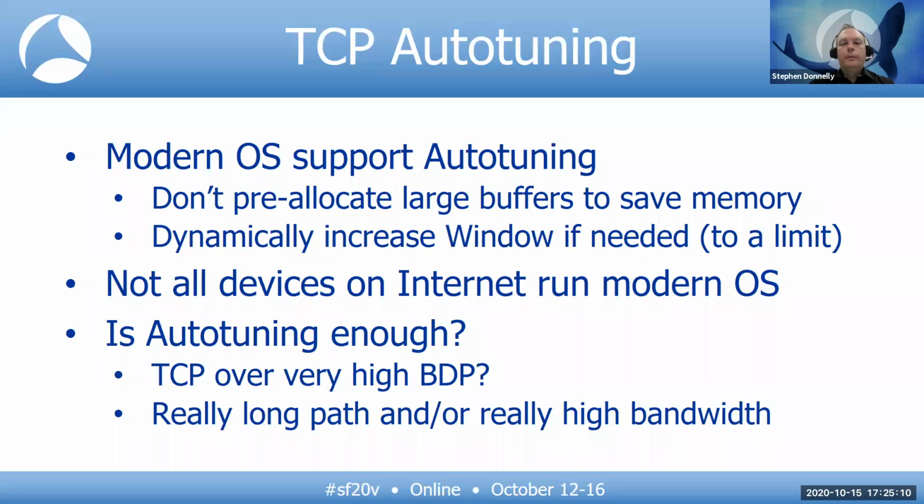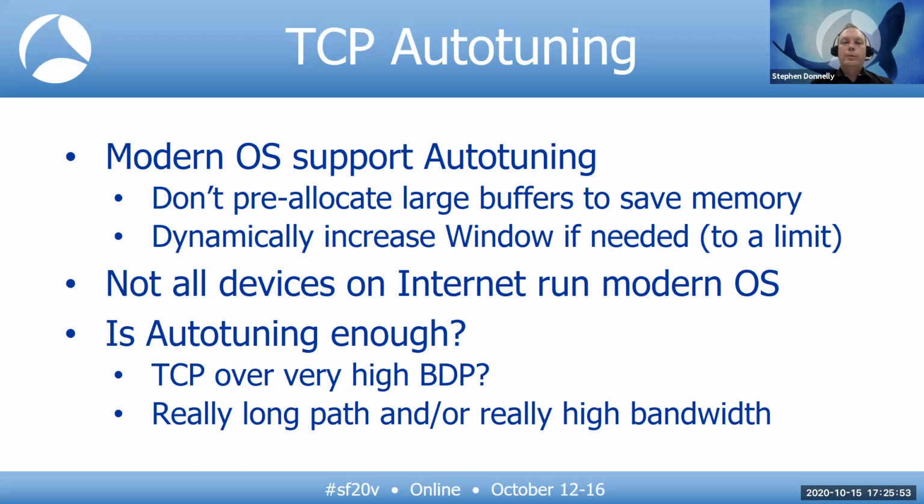So if modern OSs support auto-tuning, why did we just go through all this trouble to work out and describe how to tune TCP, how to set the window size? Well, not everything that's on the internet actually runs a modern OS. There's a lot of IoT devices, Internet of Things devices, embedded systems, cameras, sensors, and so on, which may not have support for auto-tuning. Fortunately, most of those you're probably not trying to do high bandwidth over, so you might get away with it, but it is something worth keeping in mind. Then the other question you might say is, is auto-tuning sufficient? So different OSs having different limits.